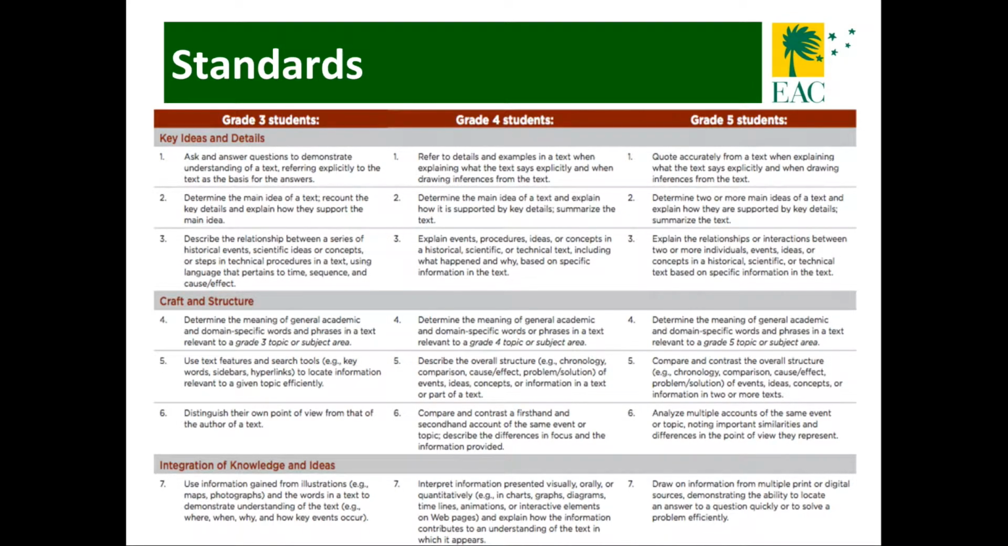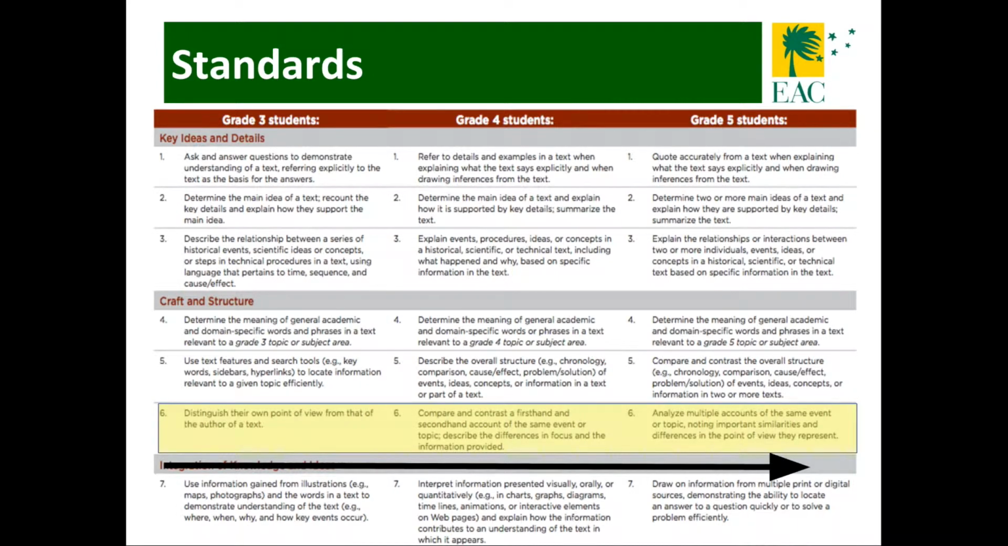EAC has adopted the Common Core standards. The standards begin in kindergarten and are completed in grade 12. Standards are expectations of what students should know and be able to do at the end of each grade. As you can see here, standards step up in complexity after each grade level. This ensures a pathway to success.